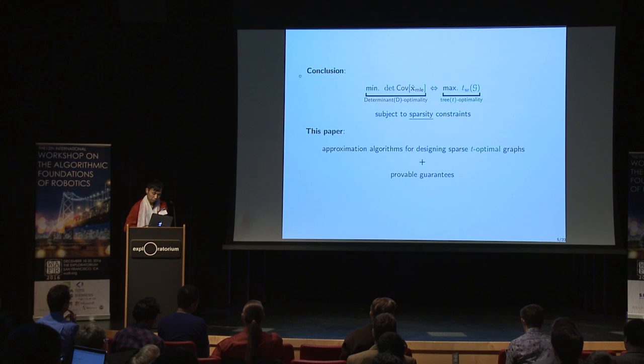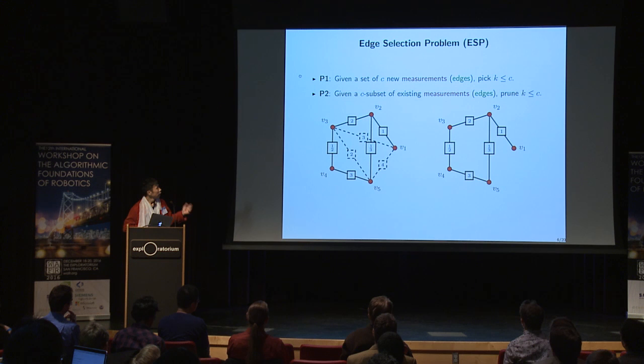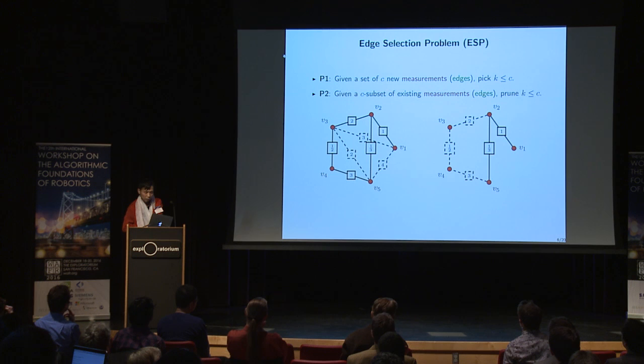So the problem we considered is like this. We have a graph, and we have candidate sets. For example, we have the original graph and three possible edges to be added. The question to ask is, we want to pick, say, two of the three candidates to add to the SLAM graph, and we want to find the two that maximize the weighted number of spanning trees. We can also consider the problem of graph pruning. For example, we have three possible edges and want to get rid of one. Which one to get rid of? Those two problems are pretty similar, so we only focus on the first one.